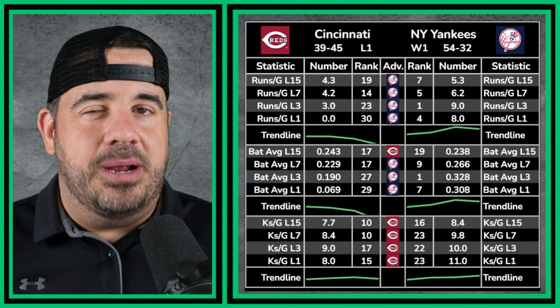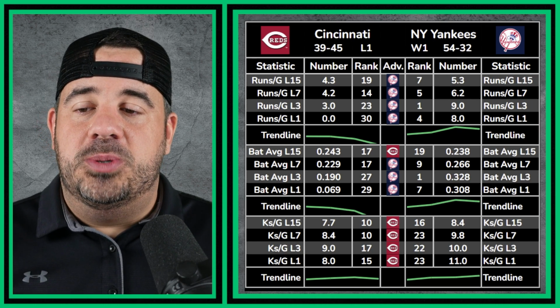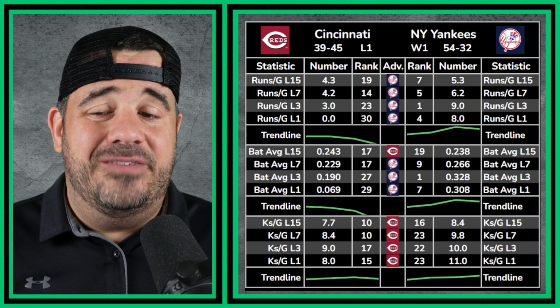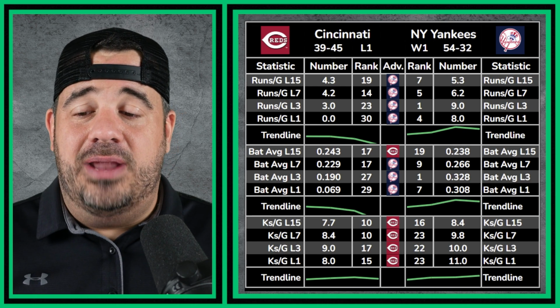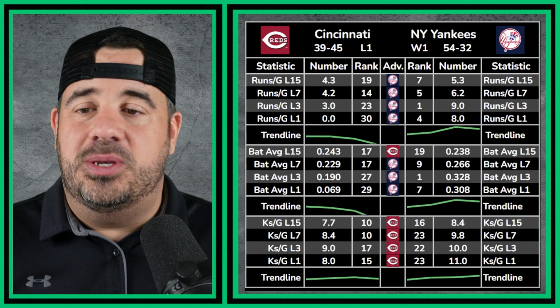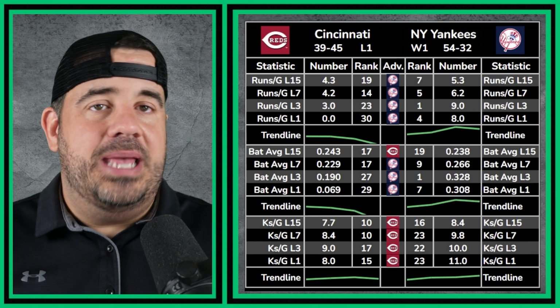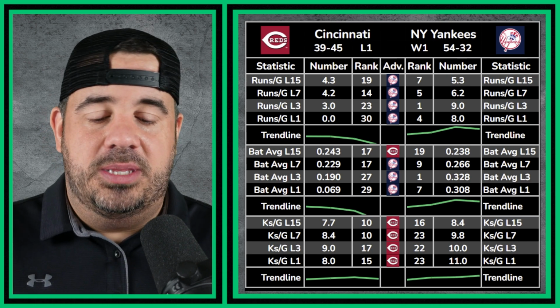Maybe look at some Ashcraft strikeouts. 3 runs for 23rd for Cincy, batting .190 for 27th, and only striking out 9 times. So middle of the road there. So the thing that stands out is Yankees have the massive advantage when it comes to the offense.